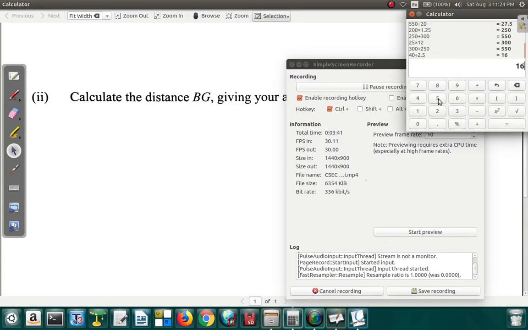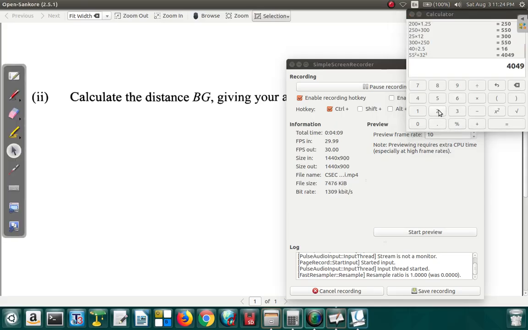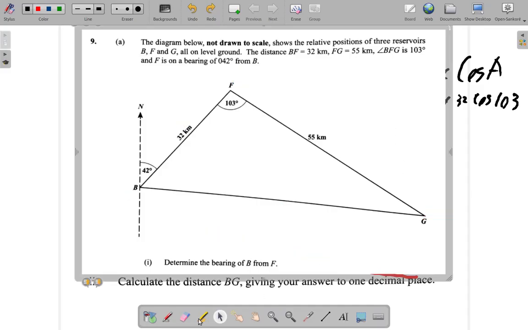So 55 squared plus 32 squared, that's 4049, minus 2 by 55 by 32. That's 3520.